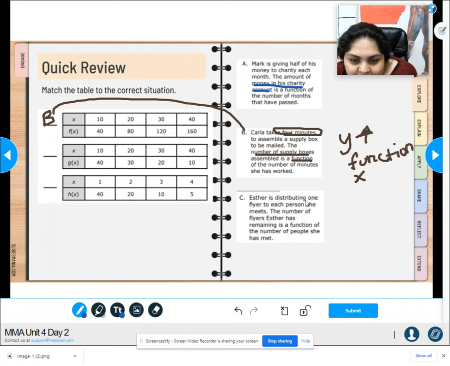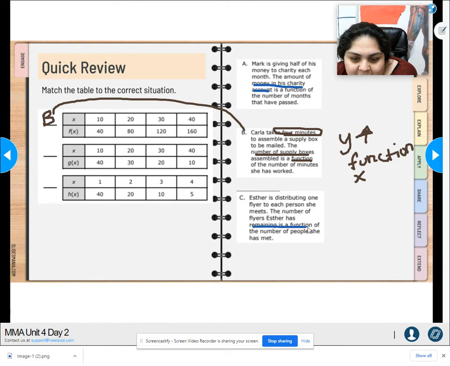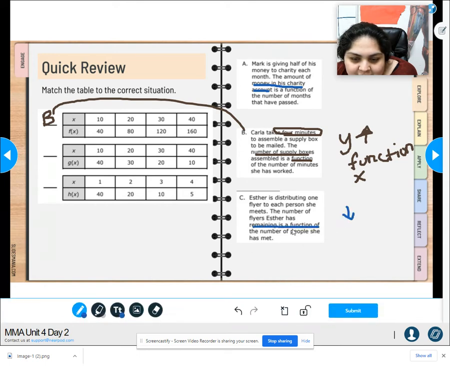All right. Esther's distributing 1 flyer for each person she meets. How much is she going to have left over? If she meets another 10 people, she's going to have... So the remaining is how much she has. So that's going down. Okay. Because we said the remaining is going down.